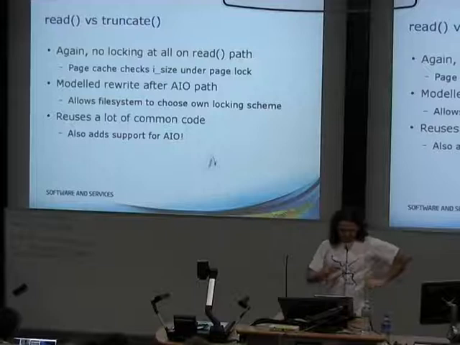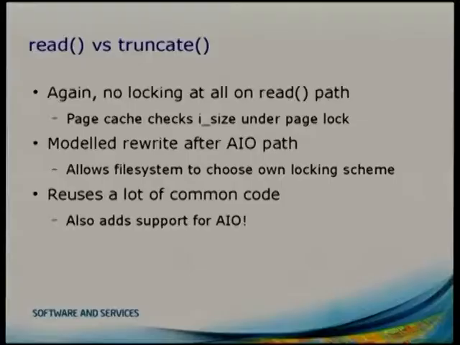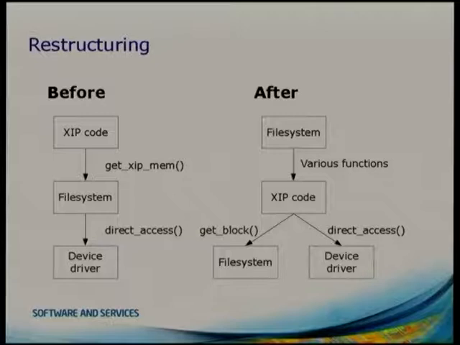But the nice thing was that it added support for AIO. They didn't have support for AIO in the original code, so that was kind of cool. We also restructured the code. So before, the XIP code would be called, and then it would call into the file system and say, "Hey, I need these pages." And the file system would then call the device driver and say, "Oh, what's the address for this page?" And like Dave said, that was stupid and wrong and evil and a layering violation and so on. So we don't do that anymore.